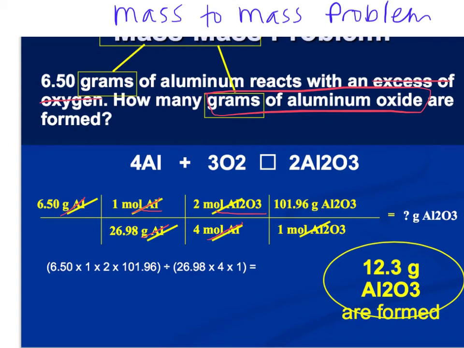And so the calculation here is going to be 6.5 times 1 times 2 times 101.96. Then hit the divide button for 26.98. Hit the divide button again for 4, and then you can divide by 1. And our final answer here is 12.3 grams of aluminum oxide are formed. Again, a nifty thing here is notice that there are 3 sig figs, so our answer is good.